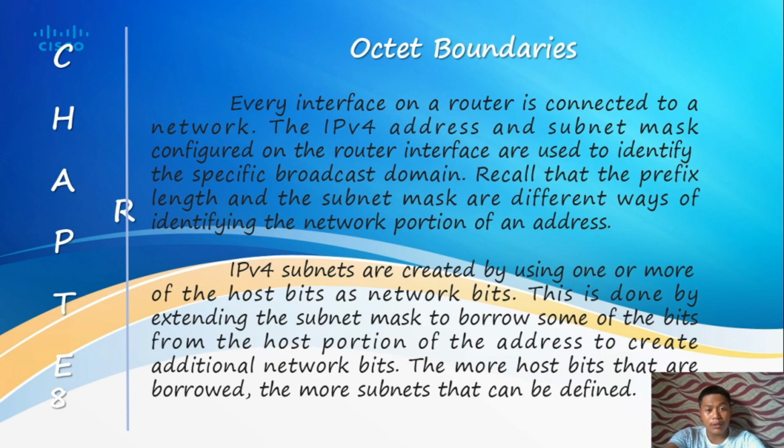Octet boundaries. Every interface on a router is connected to a network. The IPv4 address and subnet mask configured on the router interface are used to identify the specific broadcast domain. Recall that the prefix length and the subnet mask are different ways of identifying the network portion of an address. IPv4 subnets are created by using one or more of the host bits as network bits. This is done by extending the subnet mask to borrow some of the bits from the host portion of the address to create additional network bits. The more host bits that are borrowed, the more subnets that can be defined.